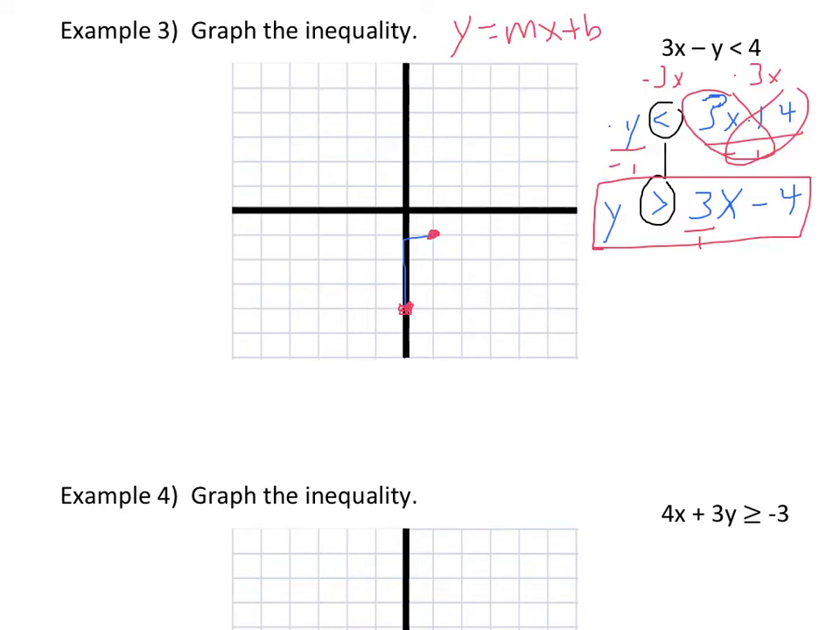We have to decide if it is a dotted line or solid line. There is no line underneath our inequality, so therefore it will be dotted. Now we have to decide shading, and will we shade up or down? The inequality is a greater than, so they're looking for y's on the y-axis that are greater than the line we drew, and greater than is up.